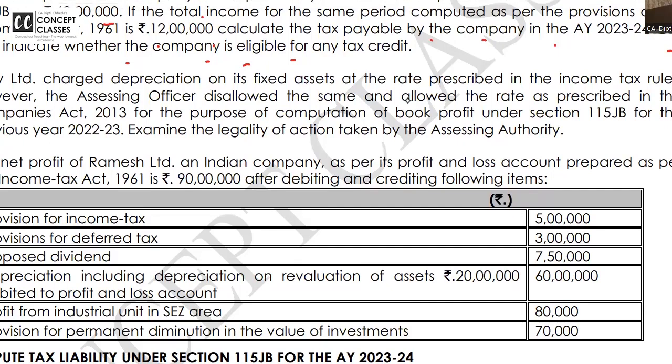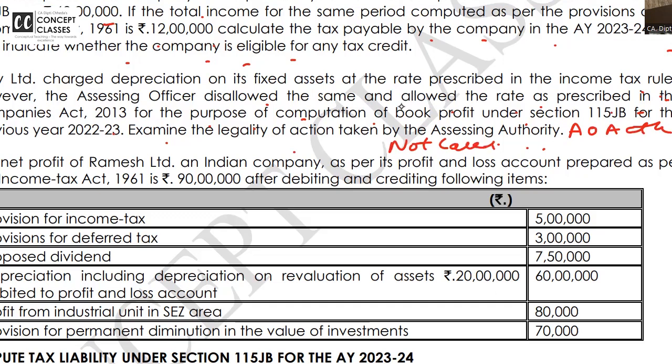Roxy charges depreciation on fixed assets at the rate prescribed in income tax. However, AO disallows the same and allows the rate as per the Companies Act for the purpose of computation of the book profit. Examine the legality of the action taken by the AO. Is it right? For the book profit, which depreciation? Company has charged depreciation as per income tax rules, but AO is disallowing that and he's saying as per Companies Act only you should charge the depreciation. Is the action of the AO correct? Answer is no. AO's action is not correct.